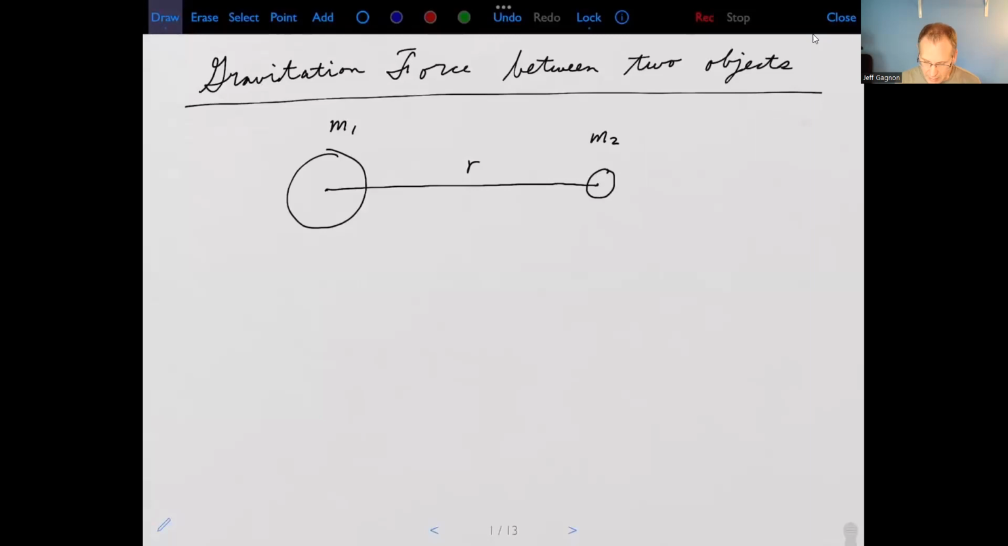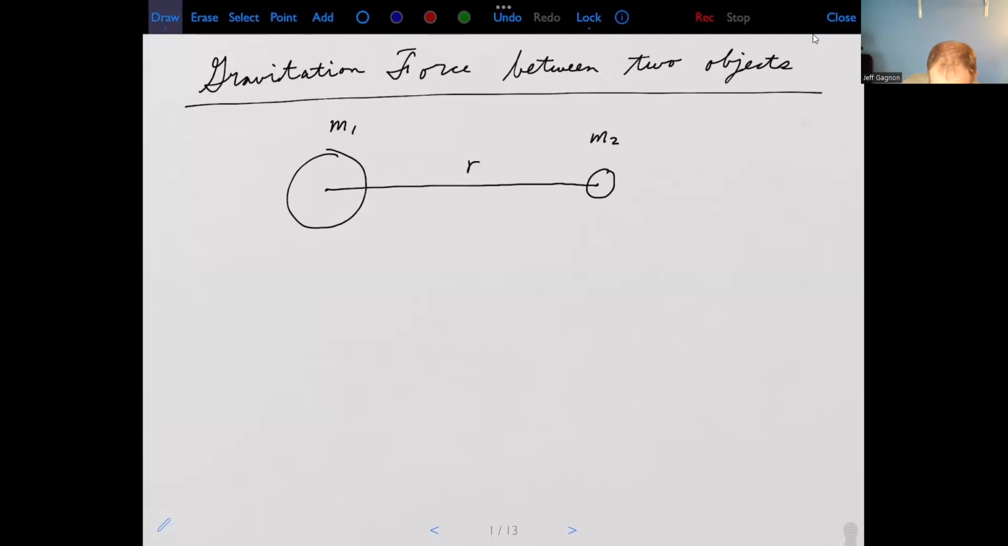Okay, so again, let's look at the gravitational force between two objects. What is that gravitational force between two objects? So these two objects could be anything. It could be one student and another student. It could be the Earth and a student. It could be the Earth and the moon.